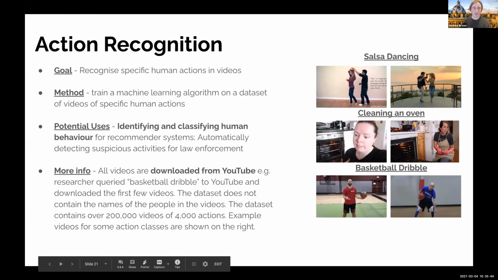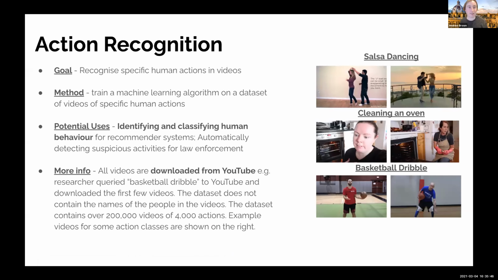So the next case study is on action recognition. Maybe fewer of you have heard of this task, but it's a very common, popular task in computer vision. The goal here is to recognize specific human actions in videos. Your method here again will be to train a machine learning algorithm on a data set of videos of specific human actions. The potential uses here are identifying and classifying human behavior for recommender systems, or also automatically detecting suspicious activities for law enforcement. Some relevant extra information that we include is that all of the videos that make up the data sets are automatically downloaded from YouTube.